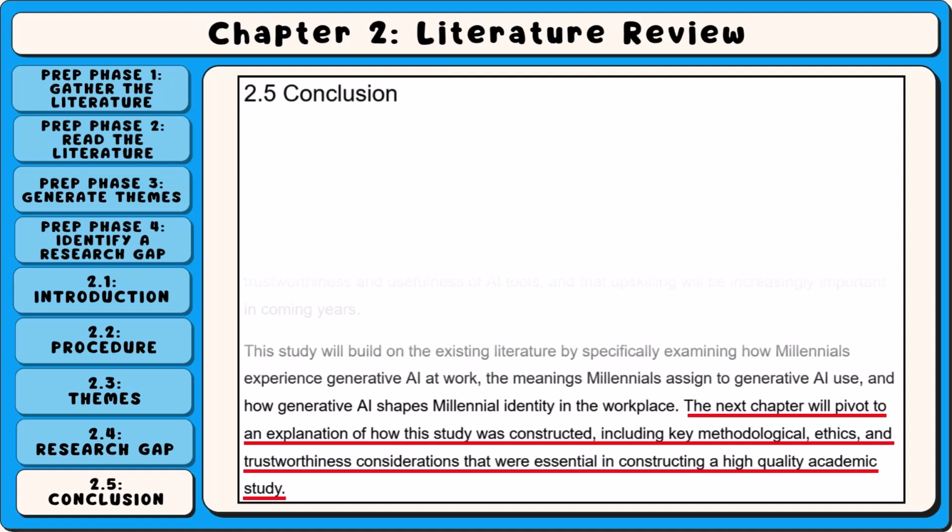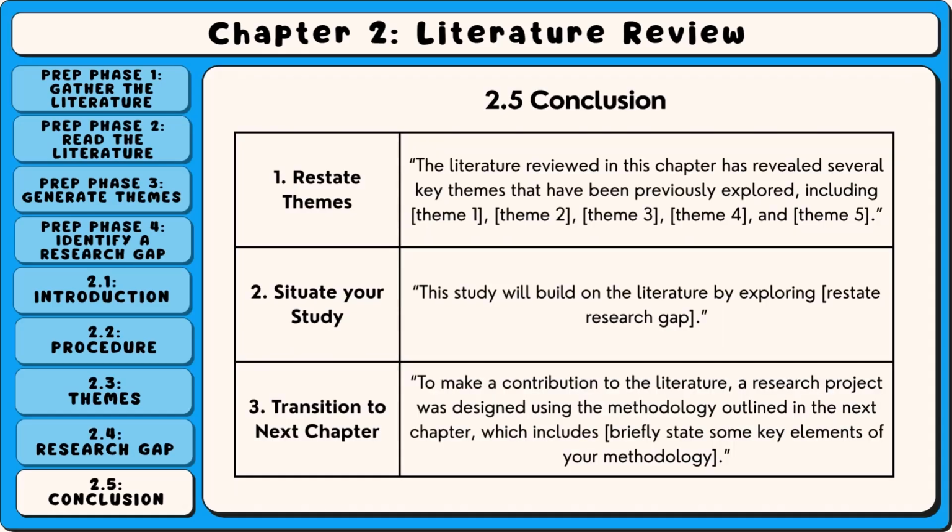Here's a sample. The next chapter will pivot to an explanation of how this study was constructed, including key methodological, ethics, and trustworthiness considerations that were essential for constructing a high-quality academic study. And that's the end of our conclusion section. To summarize, you should have restated your key themes, situated your study by highlighting the research gap that you will fill, and then transitioned to the next chapter, which is our methodology.